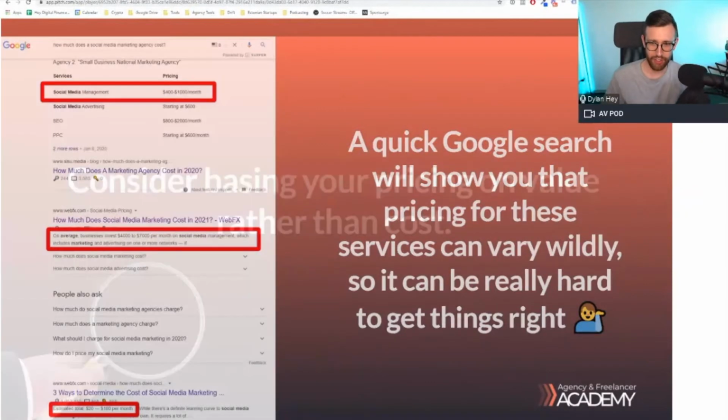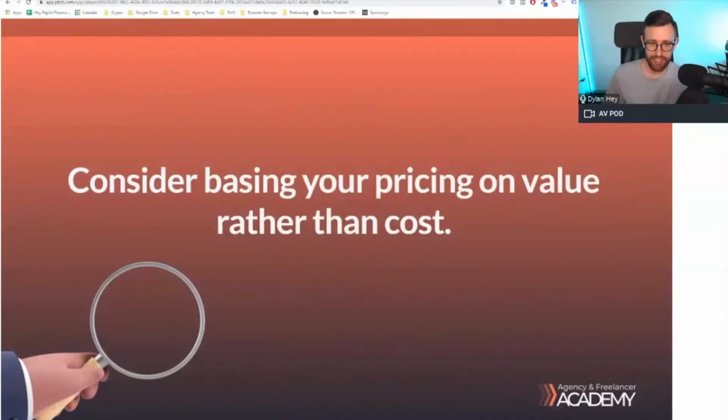And so I want to encourage you to consider basing your pricing on value rather than cost. I think many agencies price based on their costs rather than the value that they delivered. So they might determine how much a client will cost you and then add your markup on top. But I think this means that the client will pay for your efficiency or lack of efficiency, right?